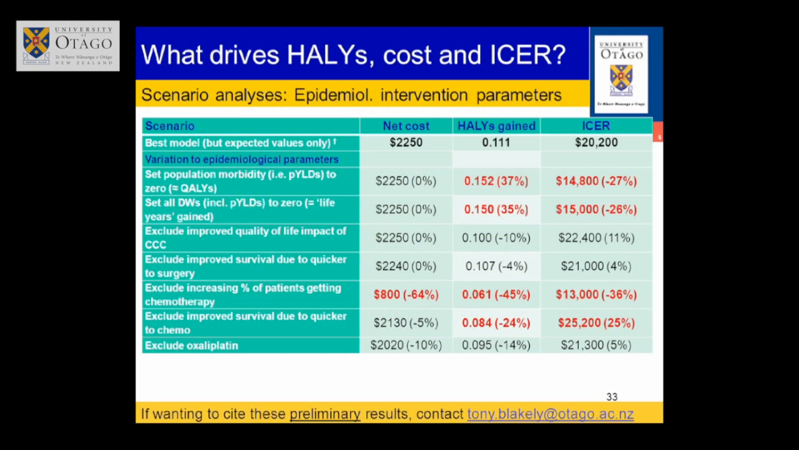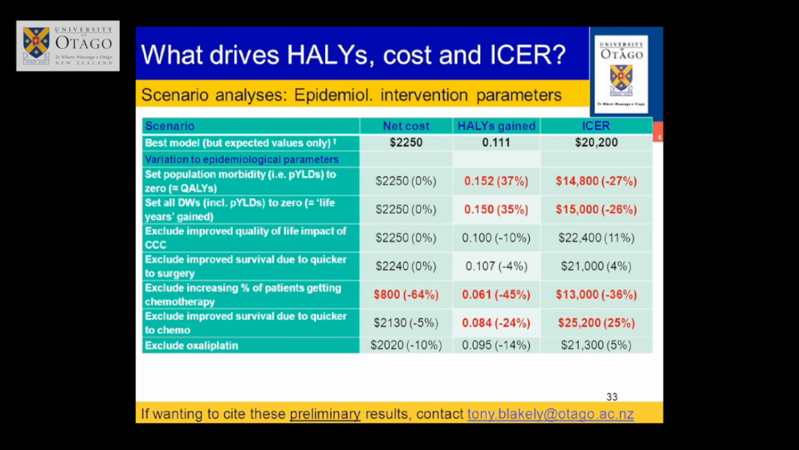Okay, in these remaining slides, what I've done is I've highlighted in red the things that I think are interesting to talk about. So this is a whole lot of scenario or sensitivity analysis about variation to the epidemiological parameters, largely those that are about the effect size. But some of these are also background ones.